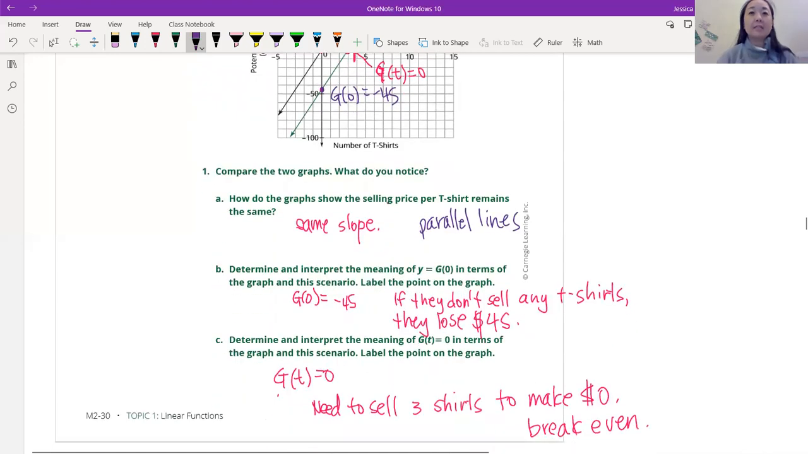Okay, and then if you look at C, now it's a little bit different. Notice where the 0 is. Now it says G of T is equal to 0.